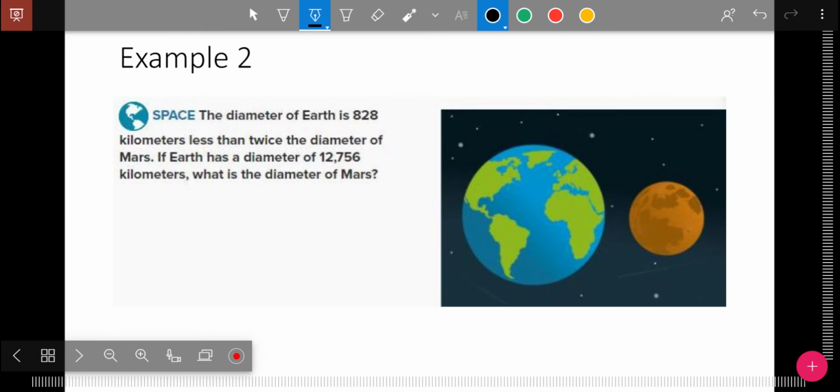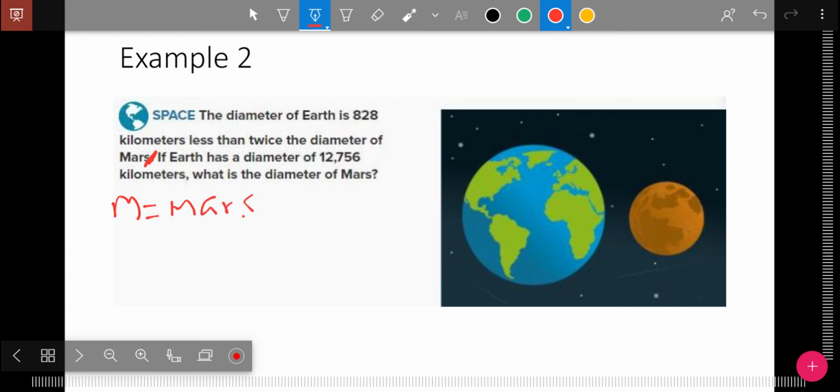Let's look at a different example. Now we have a story problem. The diameter of Earth is 828 kilometers less than twice the diameter of Mars. If Earth has a diameter of 12,756 kilometers, what is the diameter of Mars? It's kind of a two-part problem. I can split it up because the first part is saying to find an equation, and the second is saying to use it to solve. Let's focus on the first sentence. Do you have any idea what Mars is? Heck no. So I'm going to have M represent Mars here.